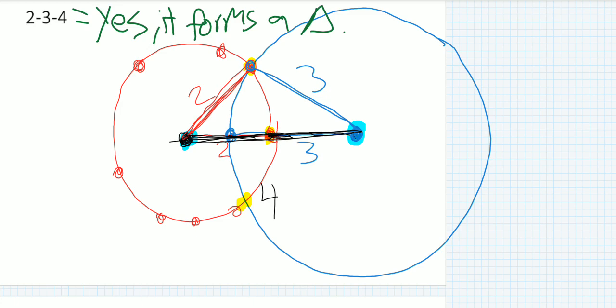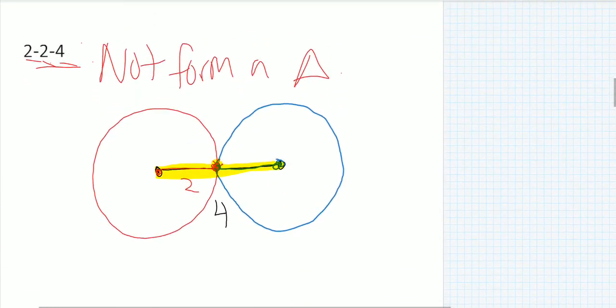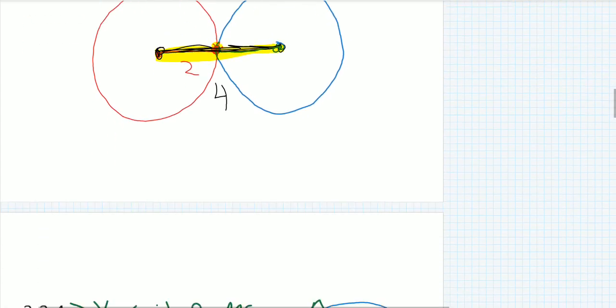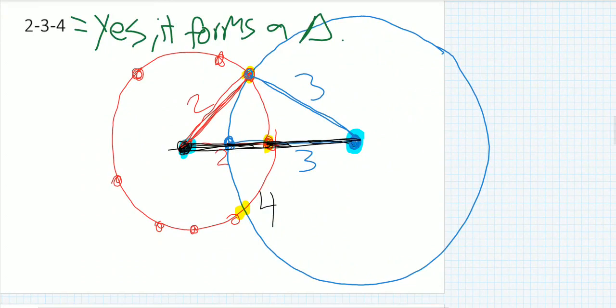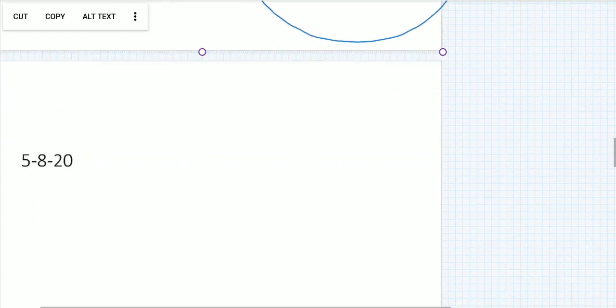In the previous one, the 2, 2, 4, it only intersected once, but it was straight on the line that was considered to be the 4. That's why it didn't form a triangle, because that's not even a triangle, that's a straight line. And so now this right here, 2, 3, 4, will create a triangle. So let's go to the next one.